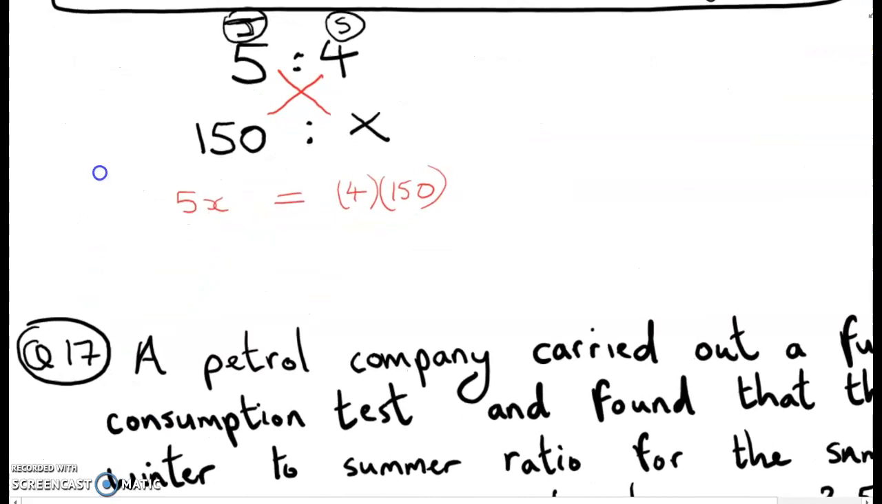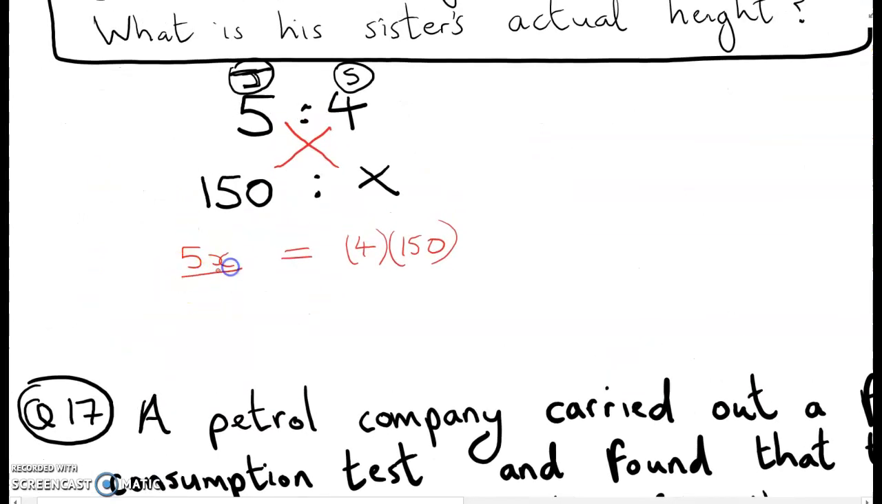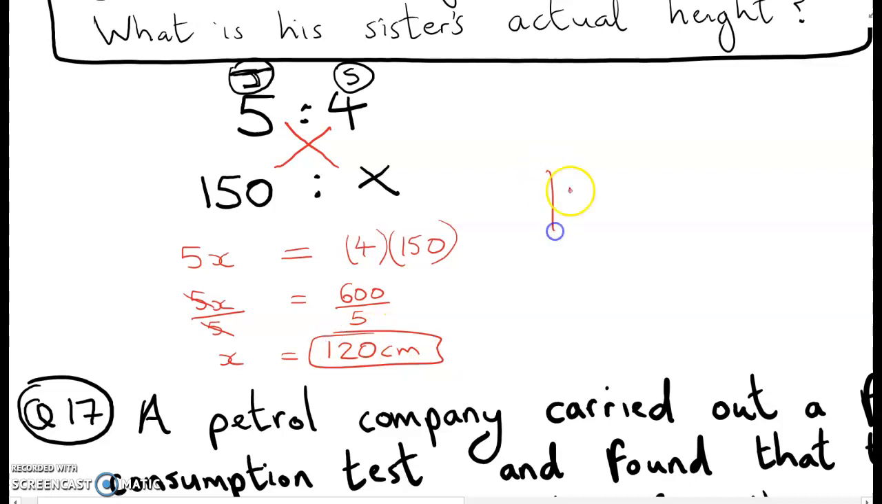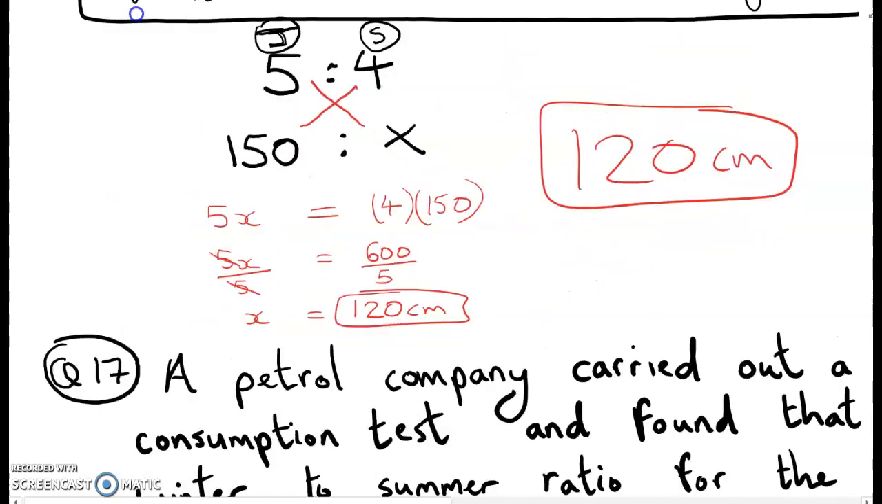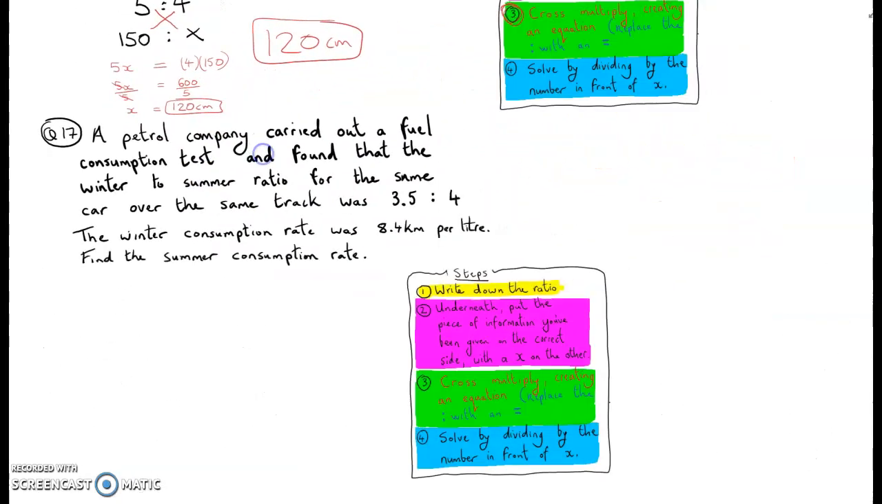Let me zoom in a little bit. So that means I'm going to need to divide. Well, no, before I divide, actually, I'm going to tidy up the right hand side. 4 by 150 is 600. So that means divide both sides by the number in front of x to get rid of it. That's gone now, and I'm left with x on its own. And that goes into that. 600 divided by 5 is 120. So the sister's height is 120 centimeters. Okay, you're getting the swing of it now, because now it's time for you to try one. You can try and do this one.